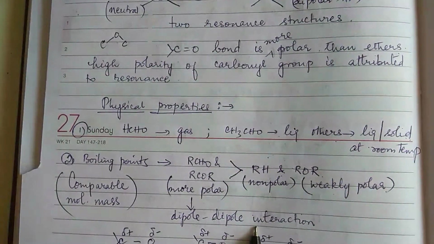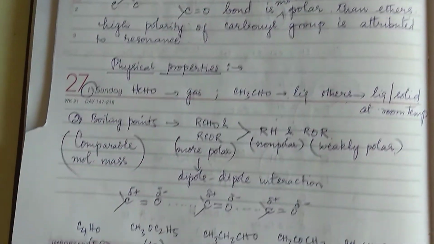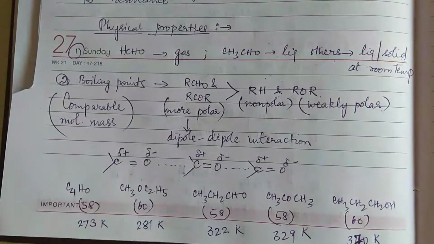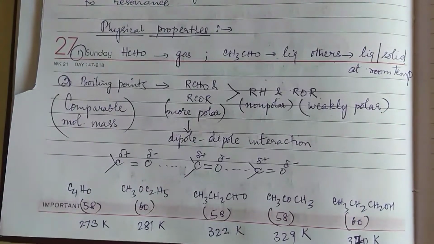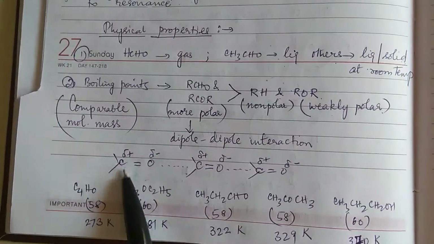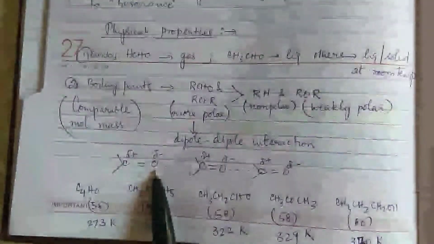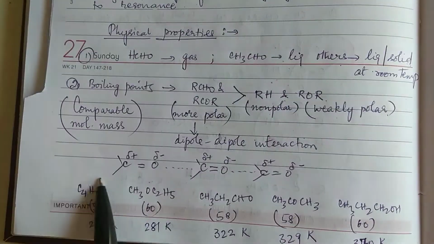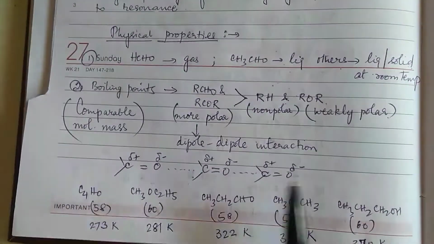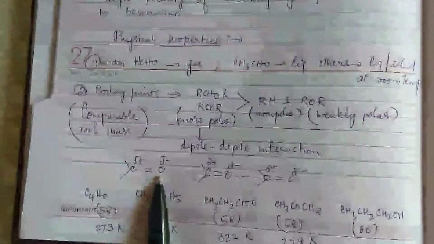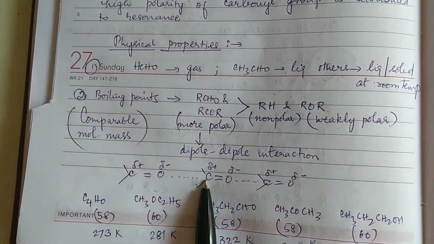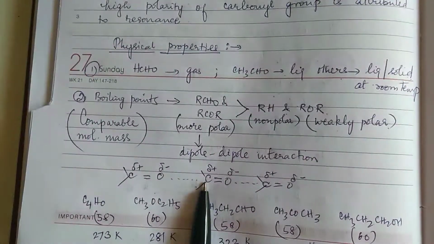Now you find this carbonyl group showing positive and negative charges, right? That is what you are showing here. The negative charge of oxygen is interacting with the positive charge of the adjacent carbonyl group.